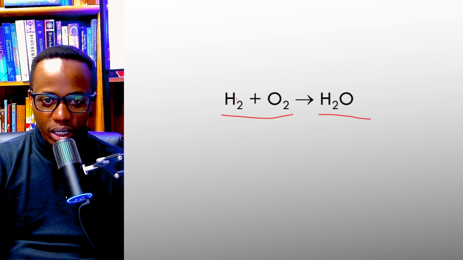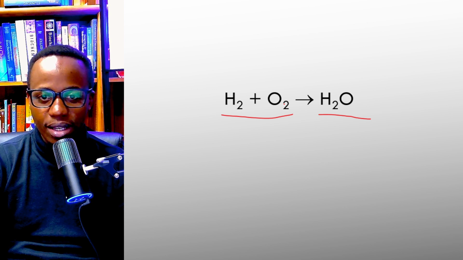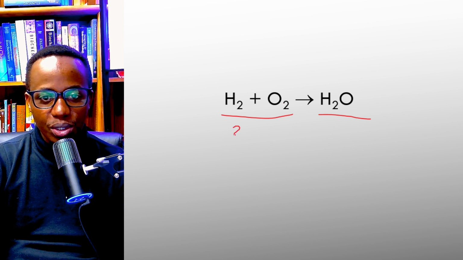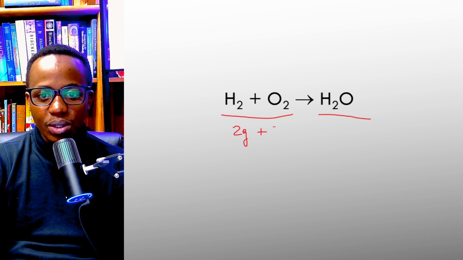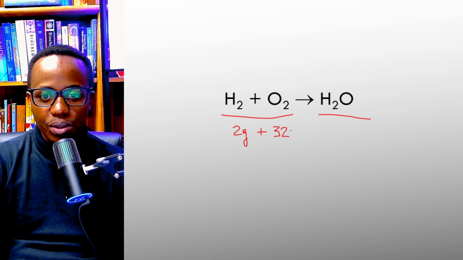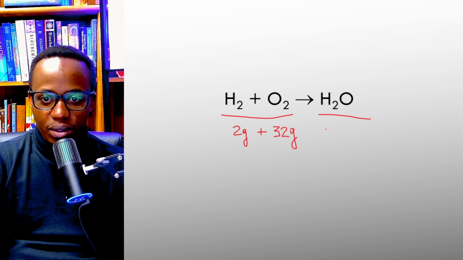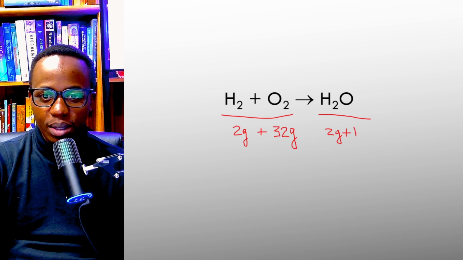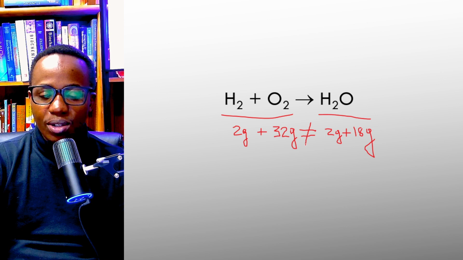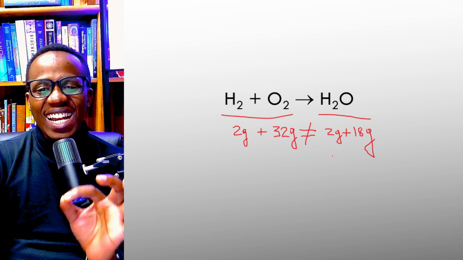Now, if you remember correctly, if you go back to the periodic table, you see that hydrogen has 2 as mass, oxygen has 16. So this is going to be 2 grams plus 16 times 2, because this is O2, is 32 grams of oxygen, right? But here you have 2 hydrogens, so it's 2 grams plus 1 oxygen, which is 18 grams. So this is not equal. These two are not equal. So they are not equal because they are not balanced.